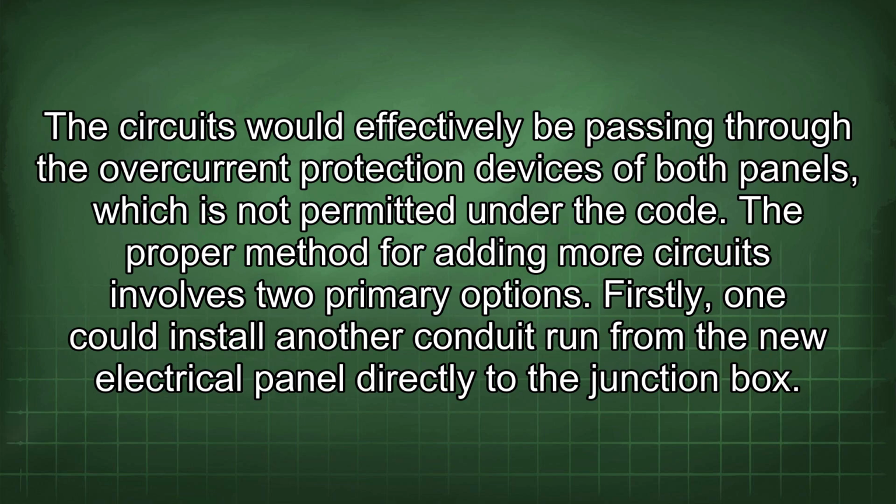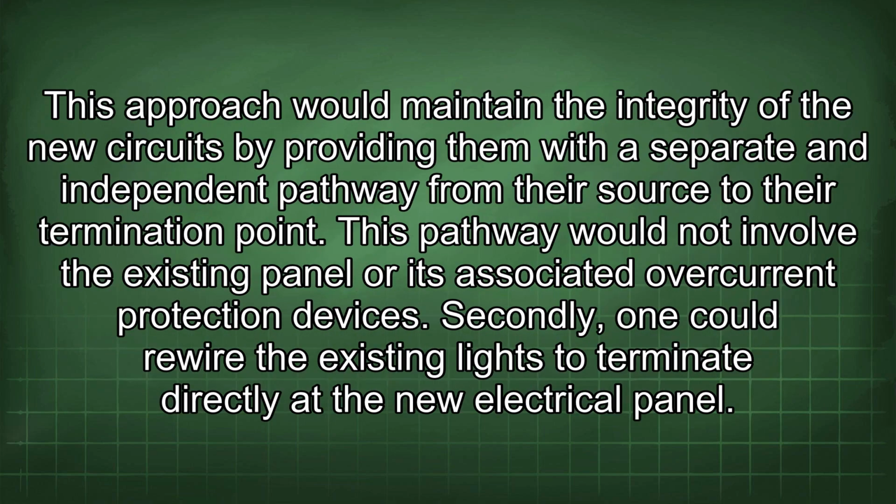Firstly, one could install another conduit run from the new electrical panel directly to the junction box. This approach would maintain the integrity of the new circuits by providing them with a separate and independent pathway from their source to their termination point. This pathway would not involve the existing panel or its associated overcurrent protection devices.